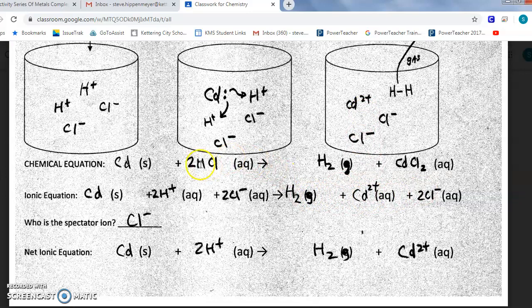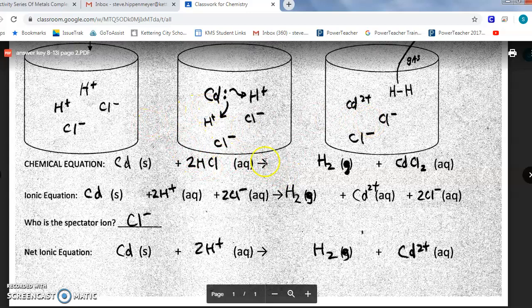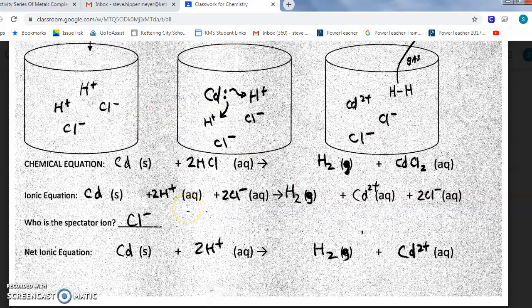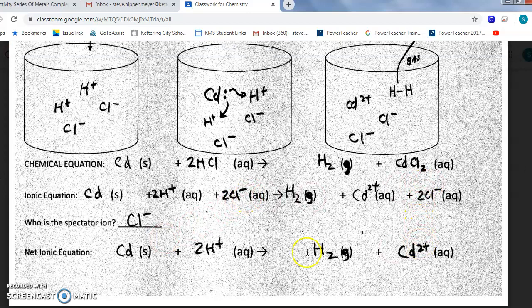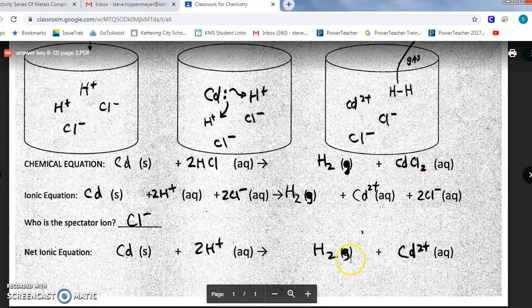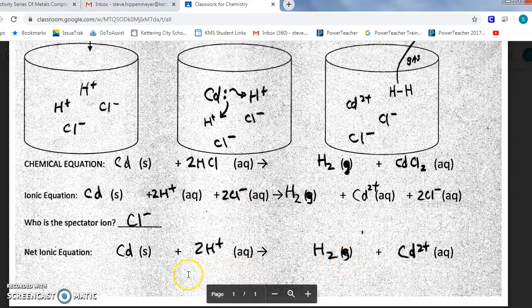Who did nothing in this equation? The chlorides did nothing. They just sat and watched it happen. They sat and watched the more active cadmium force its electrons onto the less active hydrogen ions and did nothing about it. The spectator is Cl minus. The net ionic equation, you just remove the one that did not change. Net means we're looking at what changed. So we pull the 2 chloride ions out and we just write the elements that actually had their charges change.